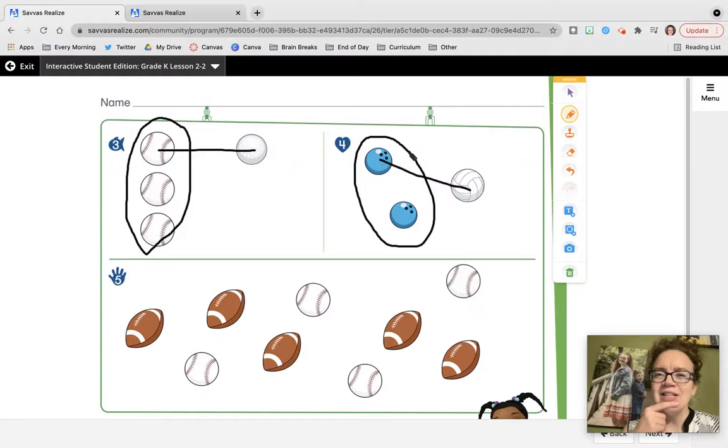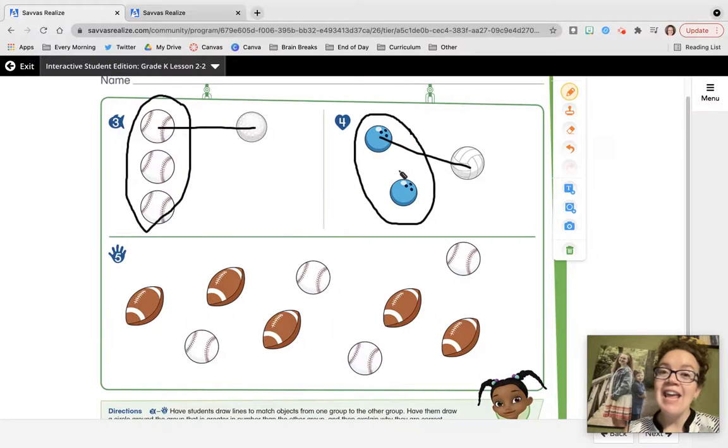What math term will we use? Raise your hand and tell the guest teacher. The bowling balls are greater than the volleyballs.